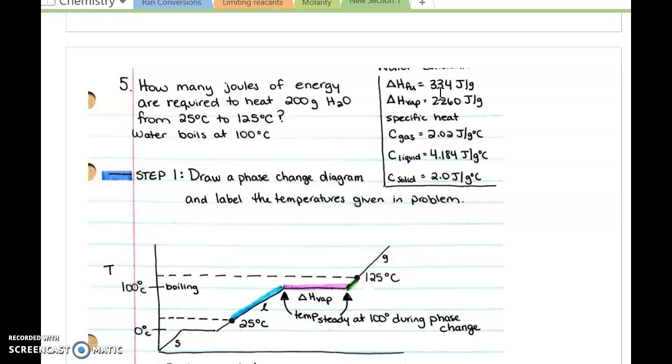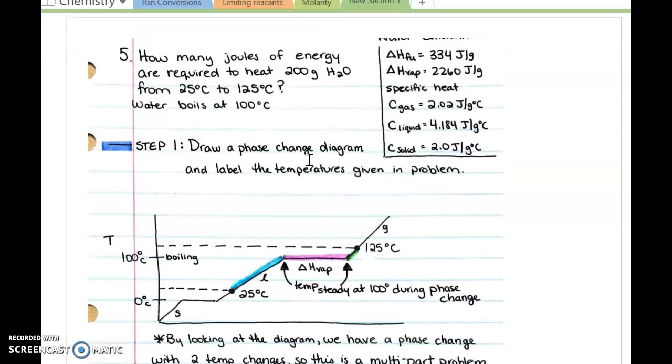So number 5 says, how many joules of energy are required to heat 200 grams of water from 25 degrees Celsius to 125 degrees Celsius? Water boils at 100 degrees. That last part is just kind of a hint. It's nice that it was included in the problem, because that tells us that we have a phase change in the middle of our change of temperature.